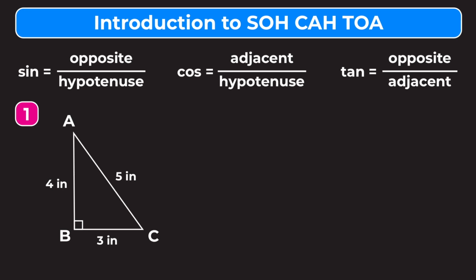So what we're going to do in this video is just practice writing these three trig ratios for different angles in our right triangle. And what's important to note is that SOHCAHTOA is only used for right triangles. You can't use it on other types of triangles.